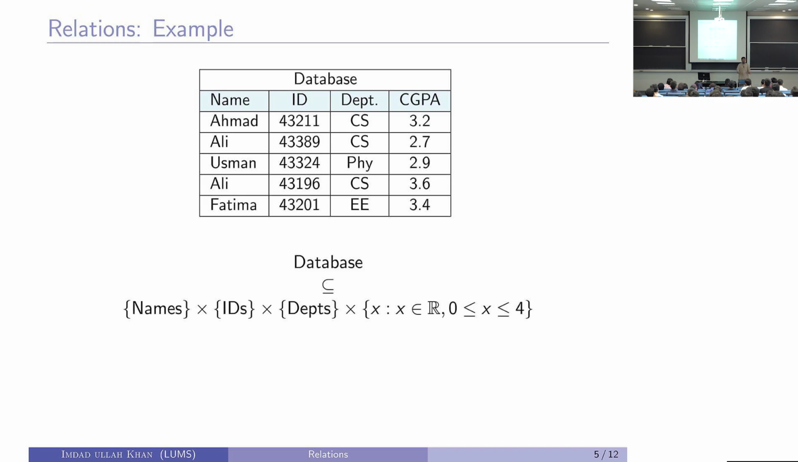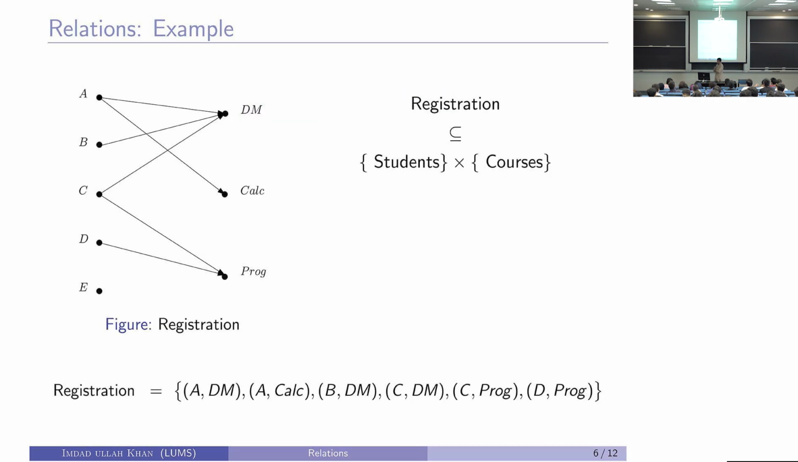What is the type of each element in this relation? Is it a single number or 5 numbers or what is it? It is a 4-tuple. In an ordered 4-tuple, the first element is from the set name, the second coordinate is from the set ID, the third coordinate is from the set CGPA and so on. Okay. This also we saw, I just deleted it, but then copied the old version.